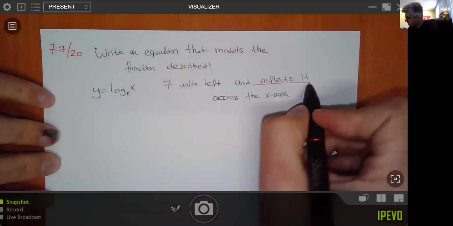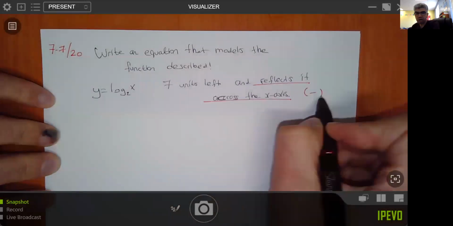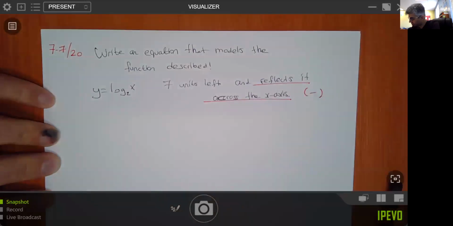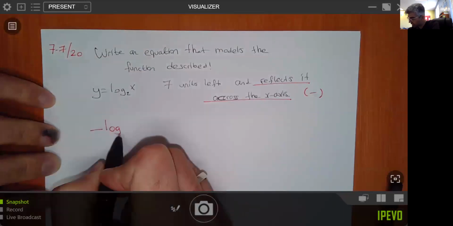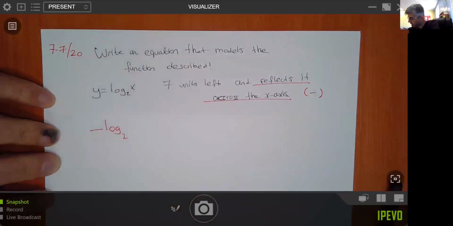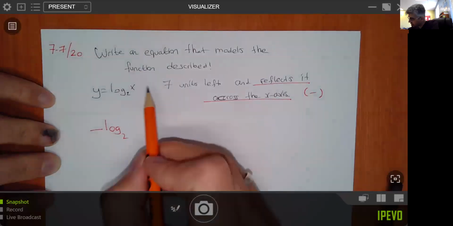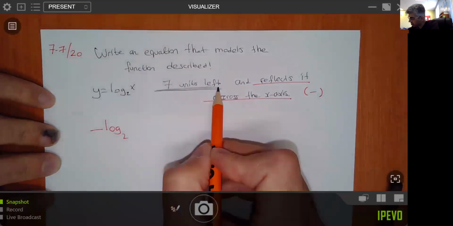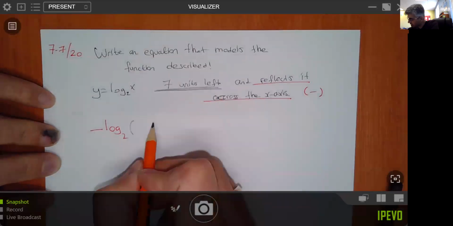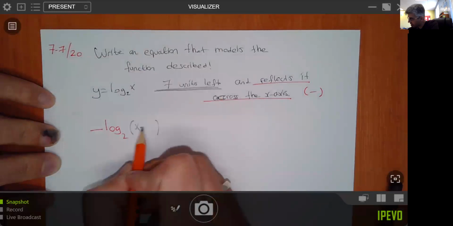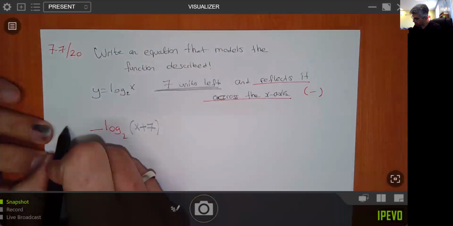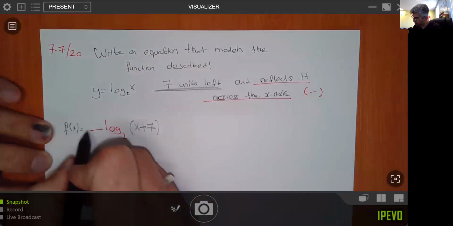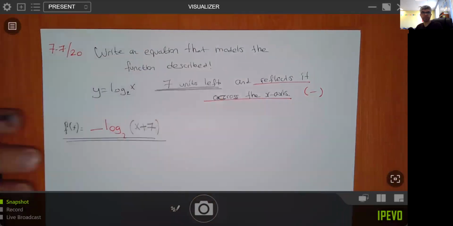If there is a reflection, so we have minus in front of the function. So we have minus logarithm. Base is same, base always same. And it is 7 units left. So we have in parentheses x plus 7. This is our new equation. Okay.